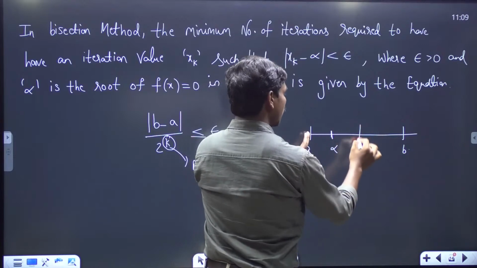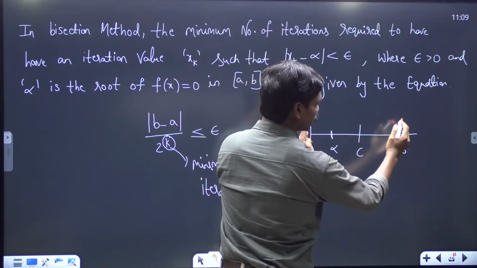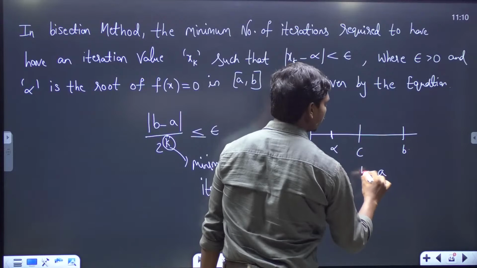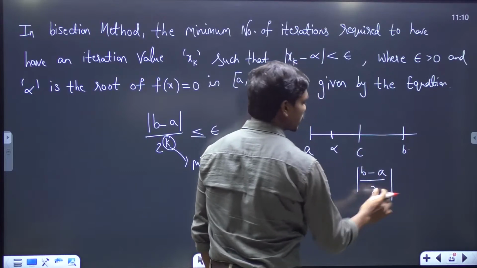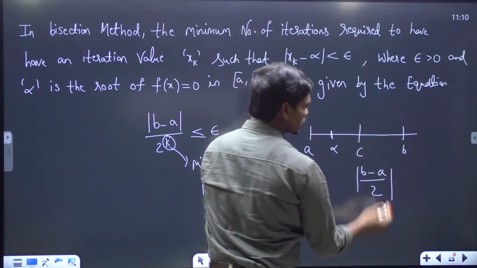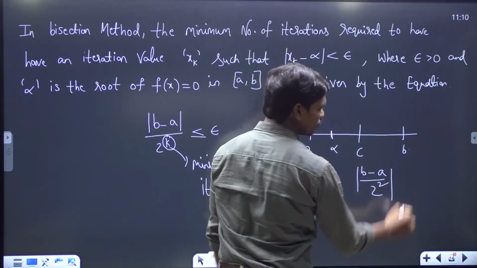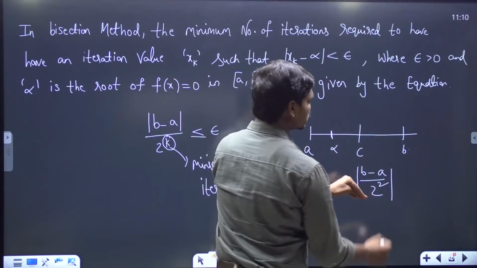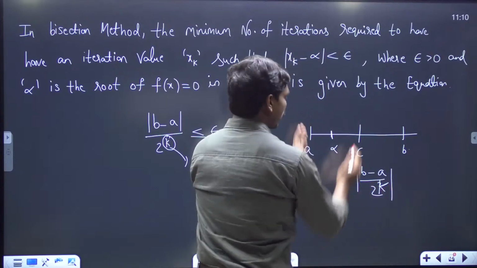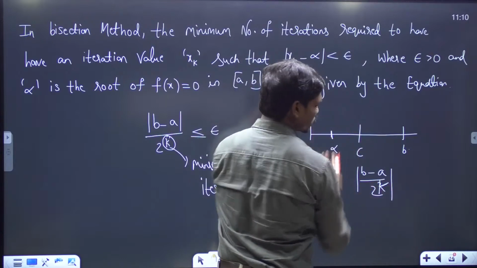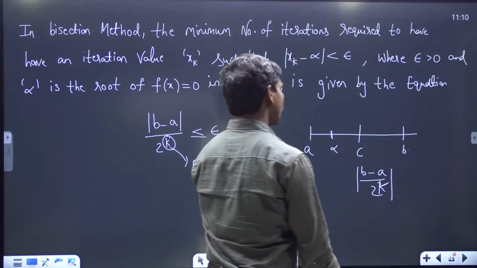This interval is very much less than half of this, which is (b minus a) divided by 2. This is the size of the interval now. Now, if you go for the second iteration, it again gets 1/4 of this. So like this, if you perform k iterations, you'll be getting 2 power k, and finally you'll be getting your interval very small, such that it lies in the neighborhood of alpha.